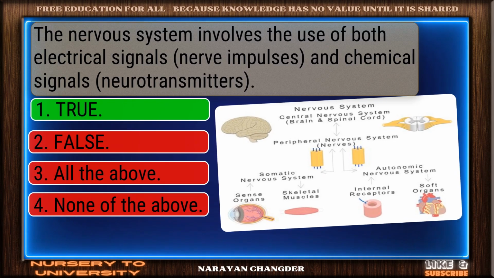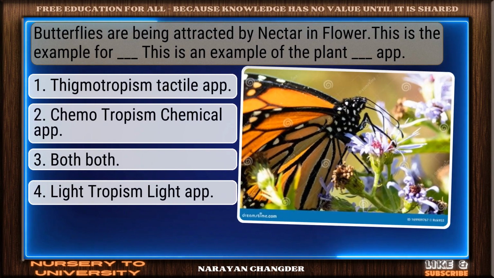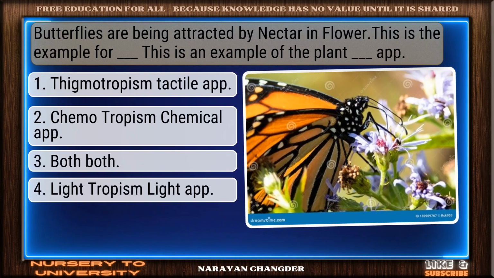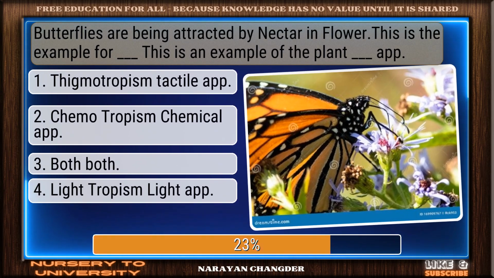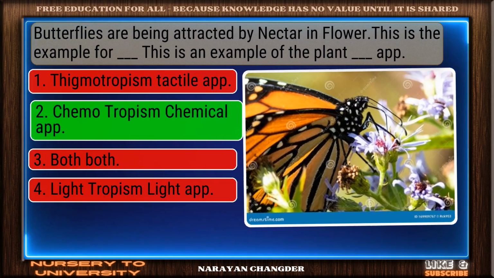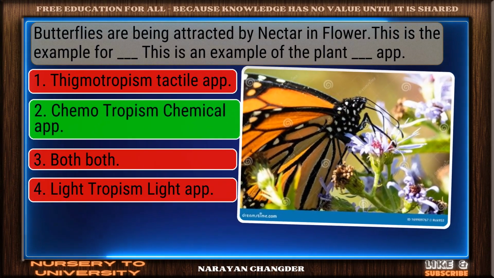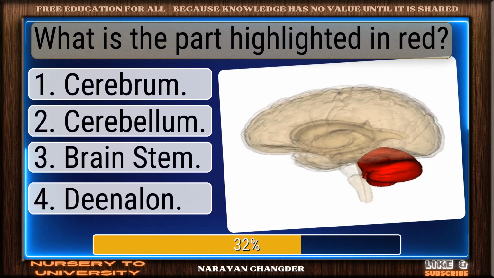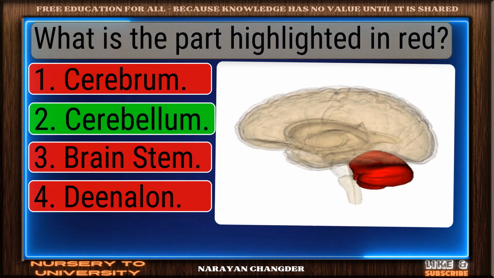Sharp thinking. True is right. Butterflies are being attracted by nectar in flowers. This is an example of the plant movement. Solid response. Chemotropism is valid. What is the part highlighted in red? Clear logic. Cerebellum is sound.